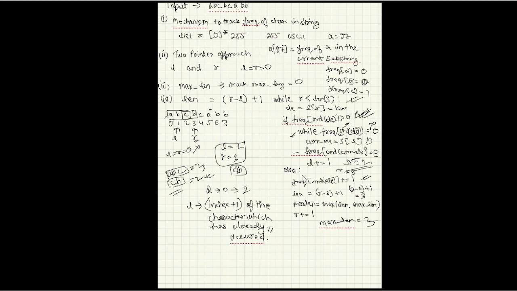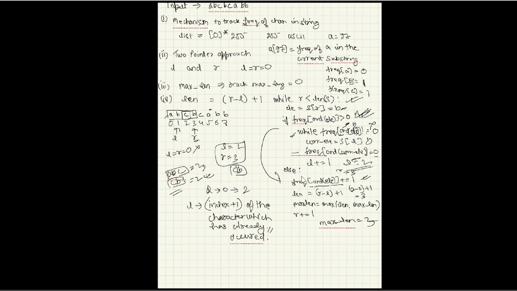Then I start again from here and check if the character at R, which is B, is present in the frequency array. Still it is not present, so I move to the else part. Then again, the frequency of L is 1, and I increment the value of B, and this B becomes 1.